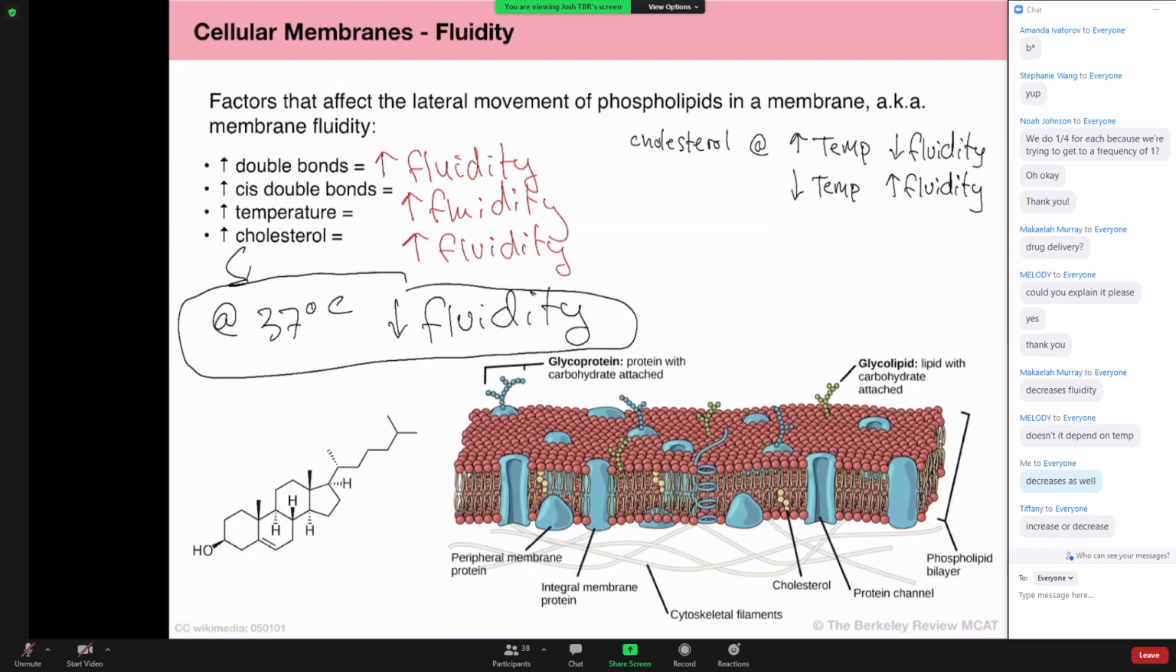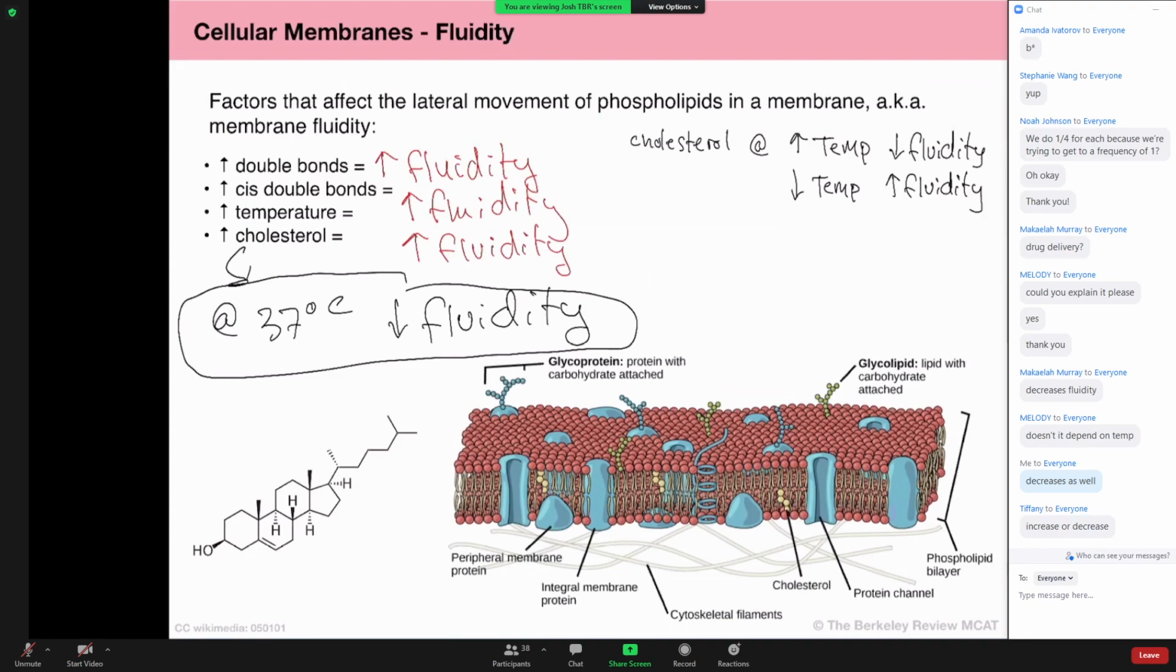At body temperature, cholesterol will decrease fluidity. However, it acts as a bidirectional buffer. So at a higher temperature, it'll decrease the fluidity. If the cell goes to a lower temperature, it'll increase the fluidity. Tiffany.